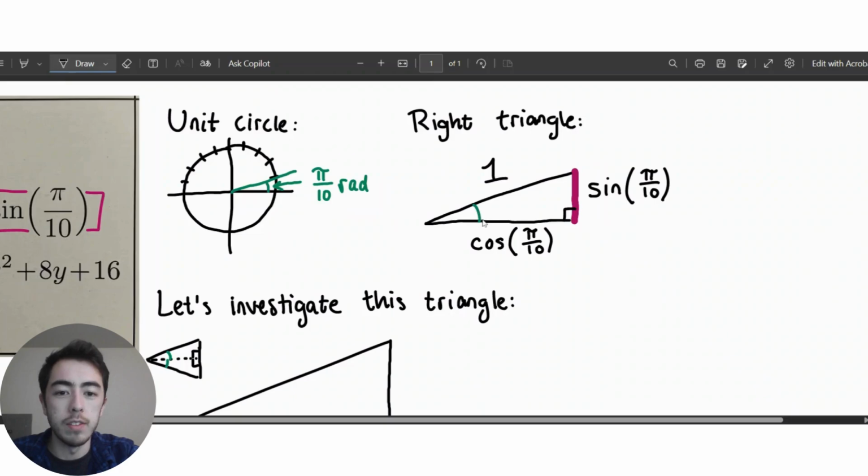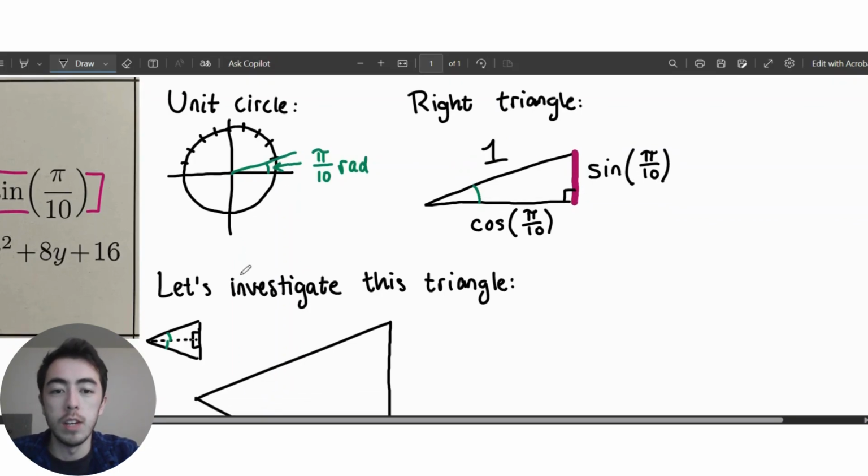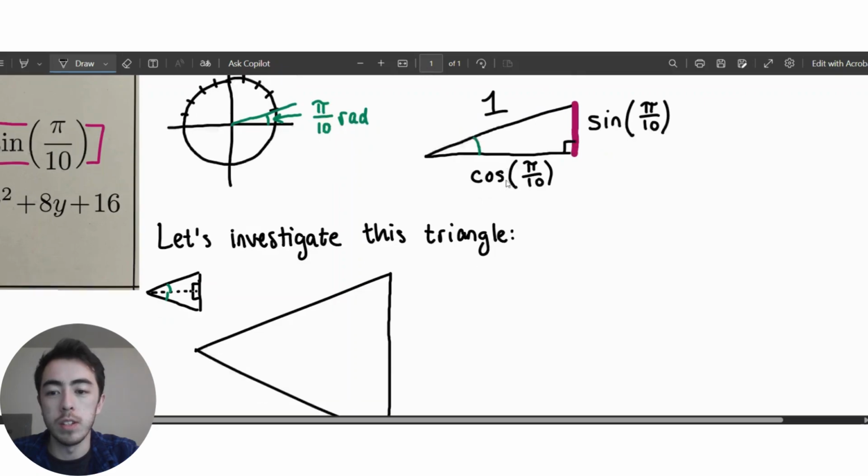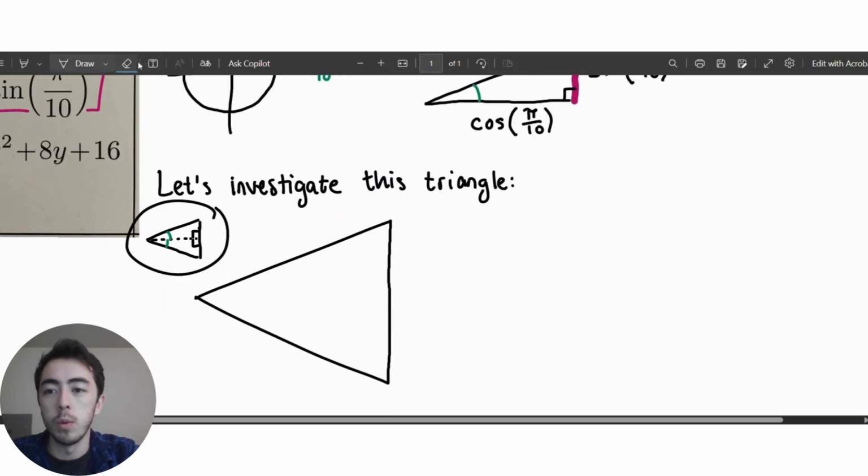If we take sine of an angle, it is the same as opposite divided by hypotenuse. But I'm going to say that the hypotenuse here is 1. And so ultimately, this length right here will be sine of pi over 10. And if we stack two of these right triangles together, kind of like so, we will get this bigger triangle.